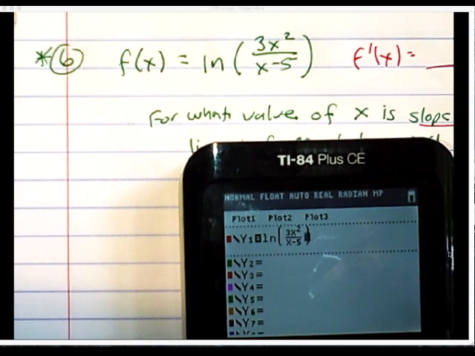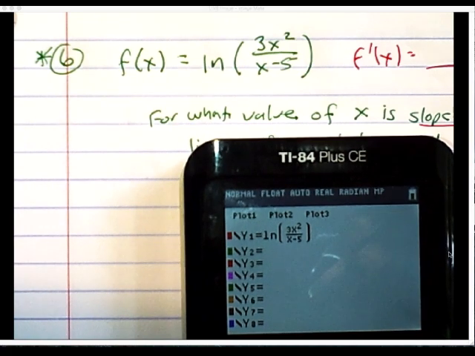But I'm not actually going to graph that. There's a way I'm going to turn it off. So if I hover over the equal sign and hit enter, it's going to turn that function off. I'm not going to see it, but it's going to be in there. What I really care about is the derivative function.